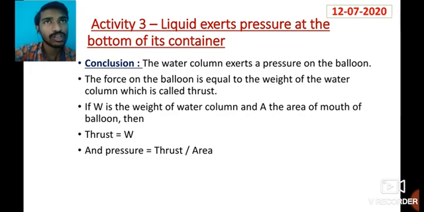So you already know the formula for pressure. What is the formula for pressure? Pressure is equal to thrust by area. This equals W by A. Why have I written W? In this experiment, W is called the thrust, that means the weight of the water column.